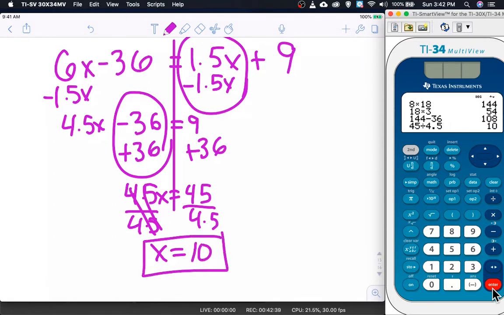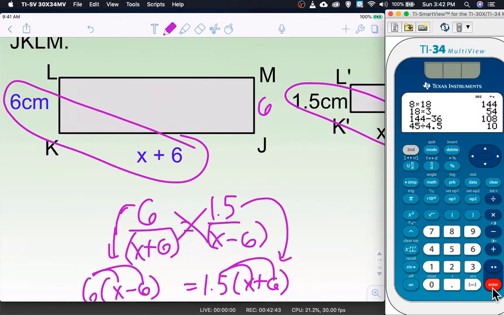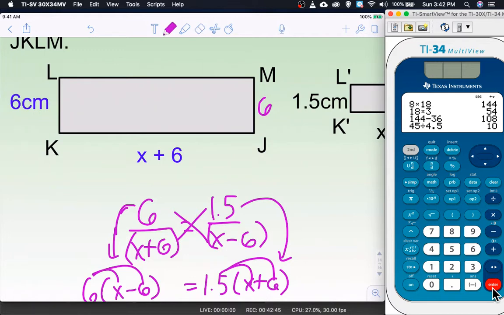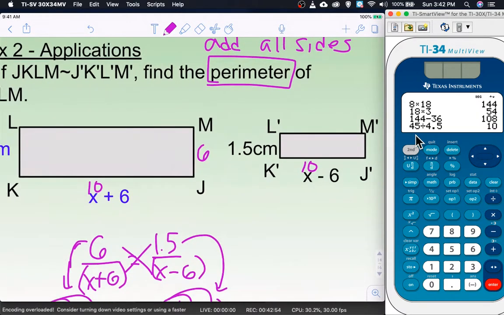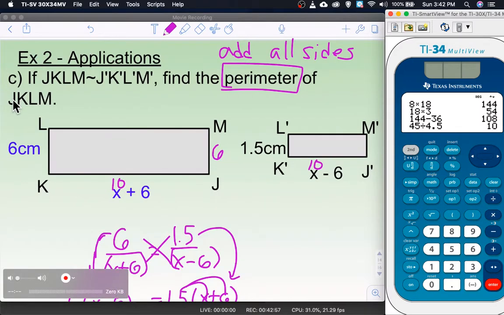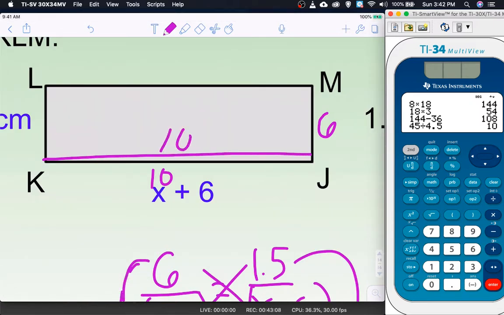Not the answer. That's x. So x is 10. In the whole problem, x is 10. X is 10 right here. X is 10 over there, but we don't really care about the small rectangle because the original question was find the perimeter of JKLM. That's this big one. So I know this is 6 and this is 6. I now know that the big side is a length of 16 and 16.